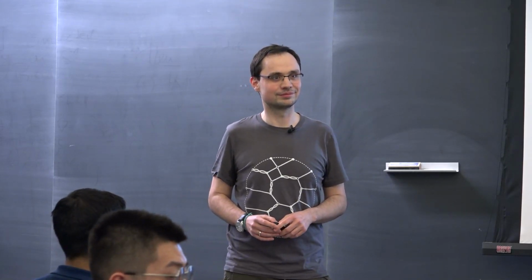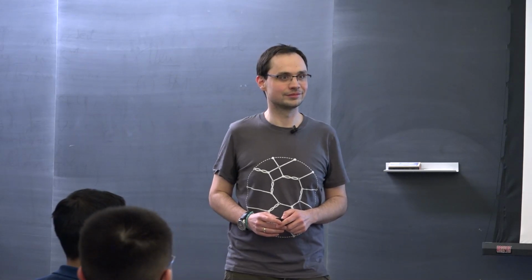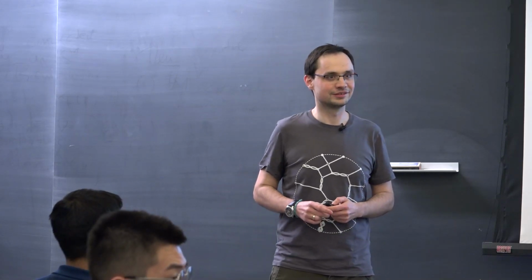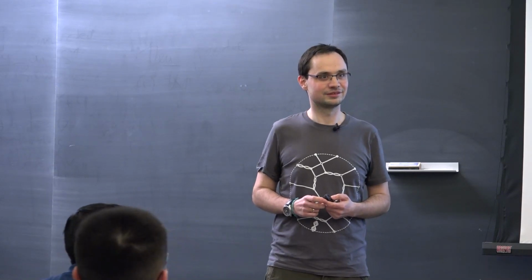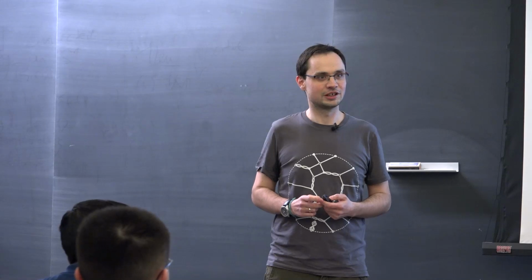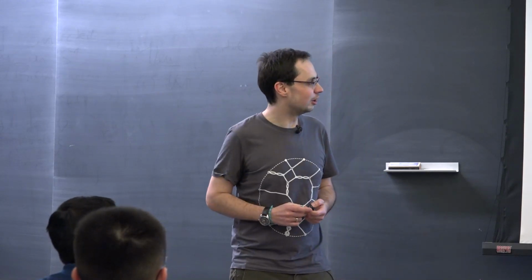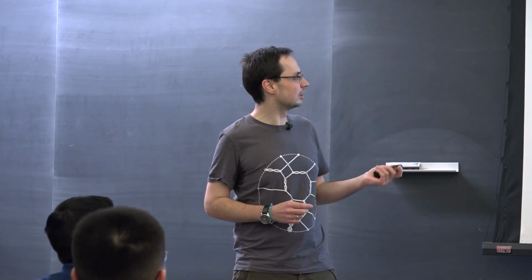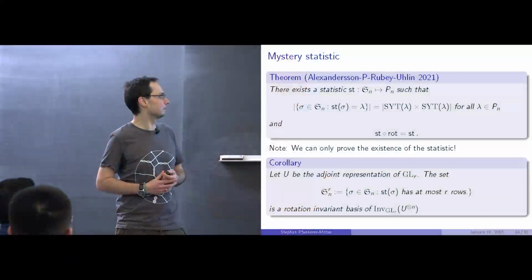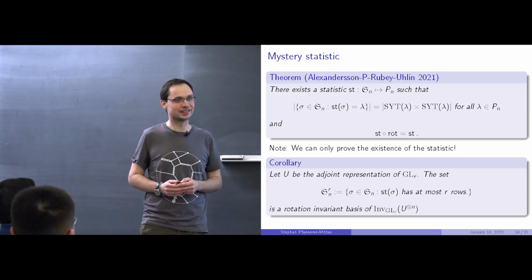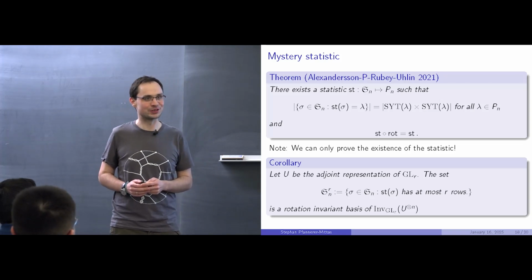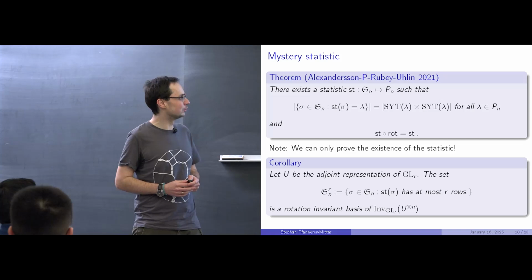So for your proof of the existence of the mystery statistic, you use the mystery group action. If someone were to find this mystery group action, would that then give you what the mystery statistic is, or would that still be another hard problem? I guess we would be able to somehow construct it then. At least I'm very positive that we would be able to do that.